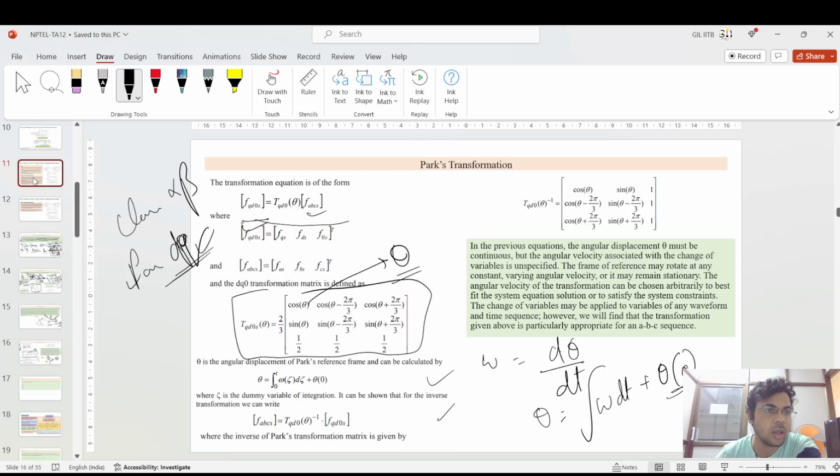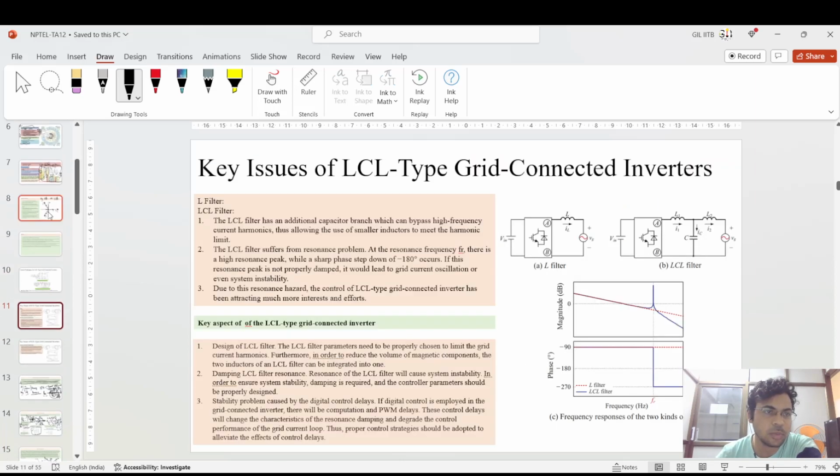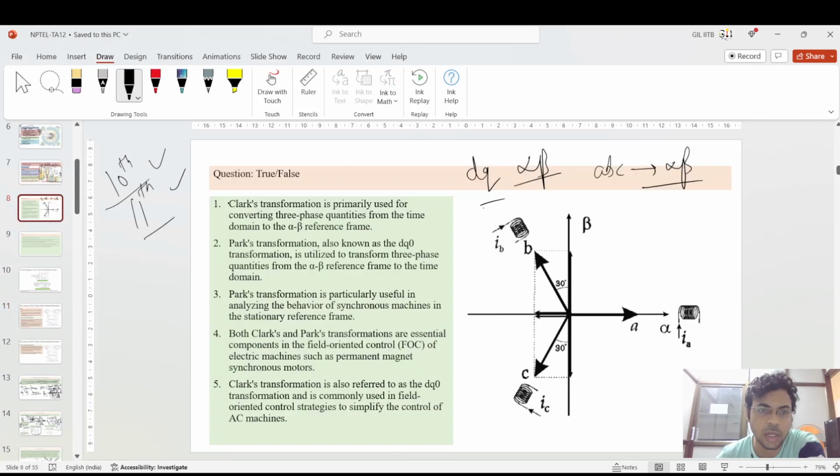Okay. So P is for Q. If you say it like that, you can remember. Coming to the question part, I have explained that Clarke's is for alpha beta frame and Park's is for DQ frame.